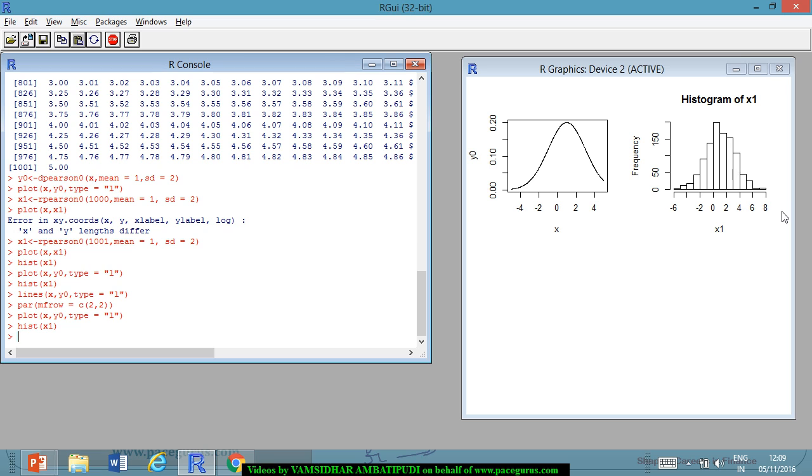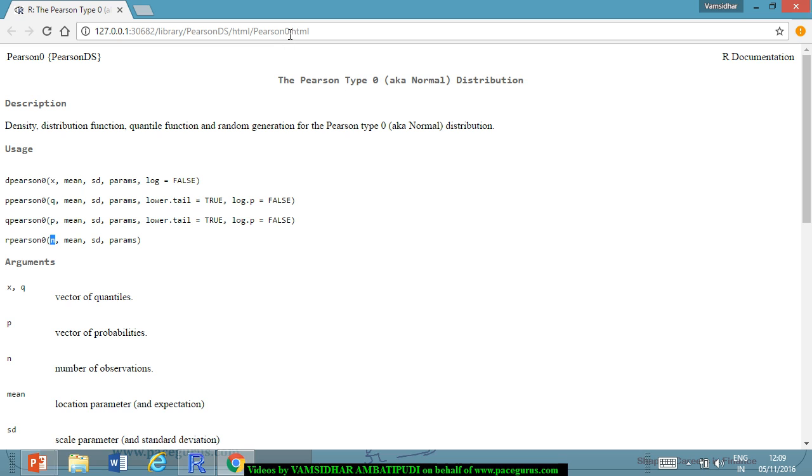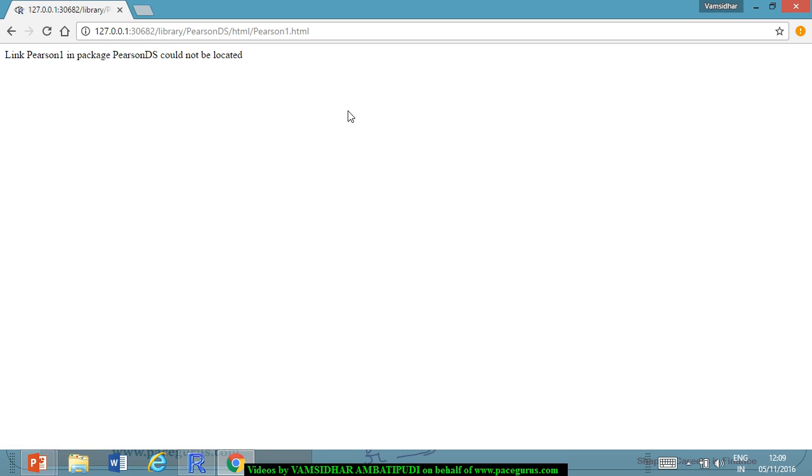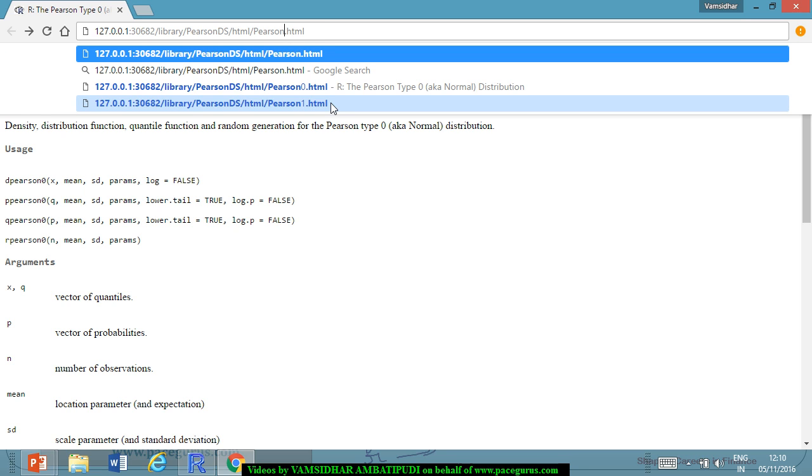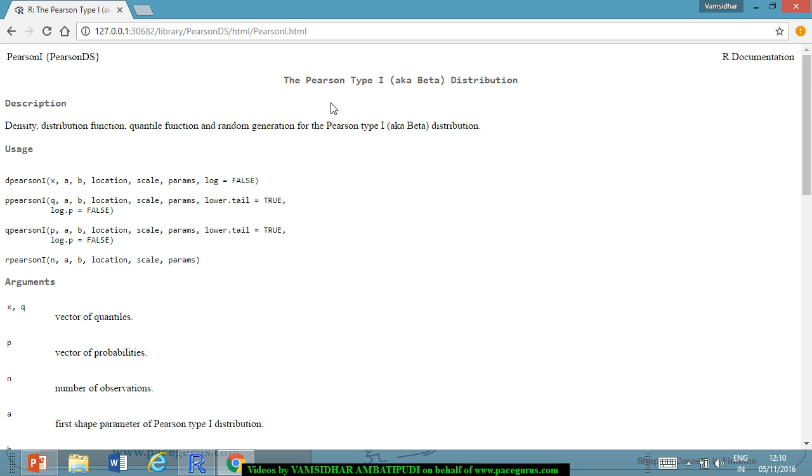Similarly, if I want to find out the next one, Pearson 1, let me see what this Pearson 1 distribution is all about. Sorry, I have to give it as Pearson Roman 1. Pearson 1 distribution. So now you could see this is otherwise called a beta distribution.